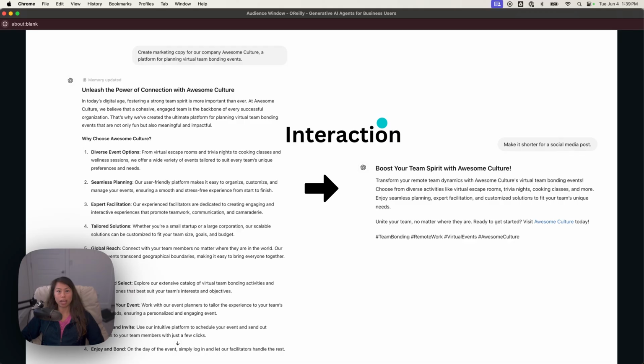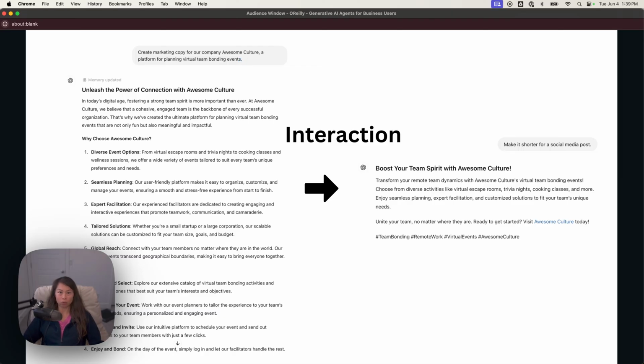Now, typically when you interact with ChatGPT, you run a prompt, review the output manually, and notice a few things to improve. Here on the left-hand side, I'm running a prompt, create a marketing copy for our company, Awesome Culture, a platform for planning virtual team bonding events. And you can see the output that ChatGPT gives me. It's very long though. Maybe it's too long for a social media post.